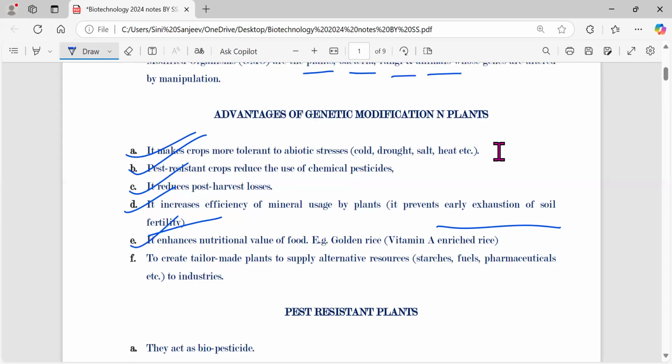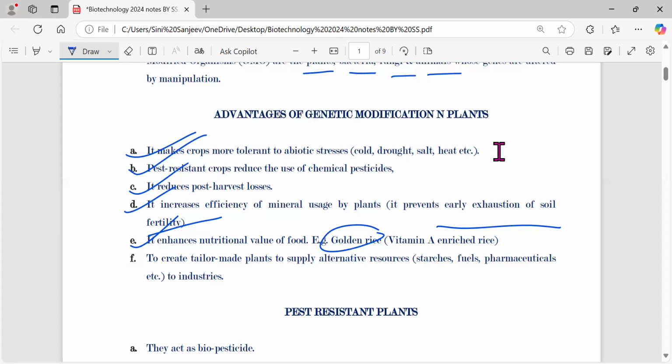Then you have: it enhances the nutritional value of the food. The best example available is golden rice, which is fortified with vitamin A. Generally, when you go to the shops to purchase groceries or vegetables, there will be a higher version of every food. Those are fortified externally with vitamins or minerals which are not initially present in that particular plant. So you can also increase that capacity by using genetic modification.